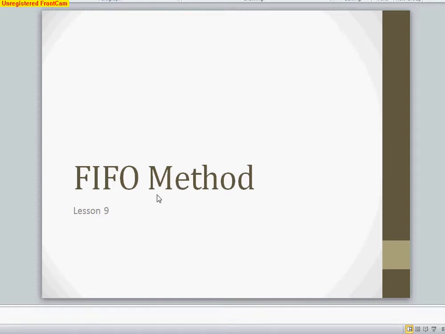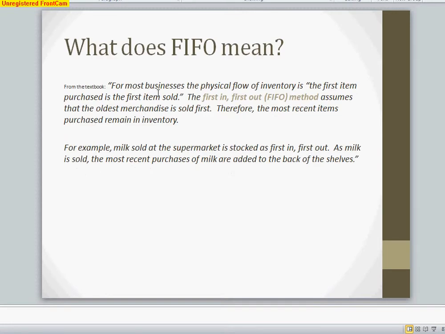Hey, I wanted to take a minute and talk about the FIFO method. It's one I get a lot of questions on. What is the FIFO method? I want you to remember that this is in the perspective of the business owner, not the consumer. So I, as a business owner, am going to purchase products to sell. First in, first out means I want to sell what I bought first.